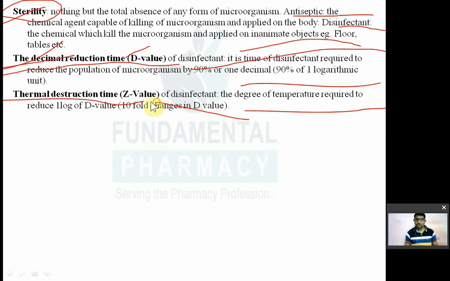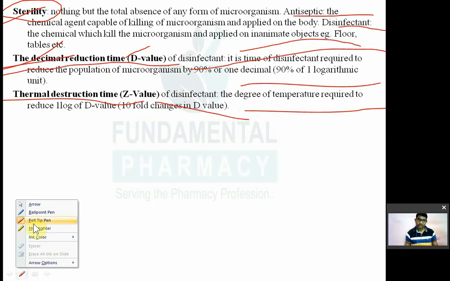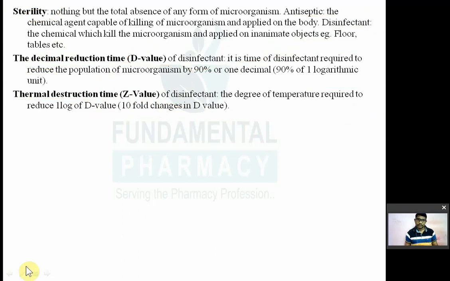If you want to make a 10-fold change in the thermal reduction time, how much temperature will be needed? That is nothing but the thermal destruction time. So thermal destruction time is the Z value, and decimal reduction time is the D value. Don't get confused between these two terms. What is decimal reduction time? The time of disinfectant required to reduce 90% of the total population of bacteria.